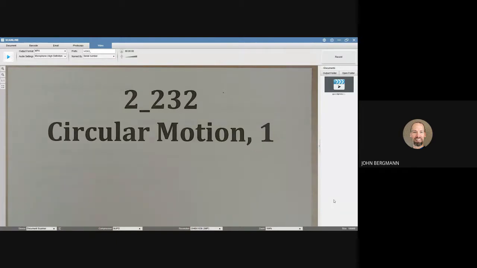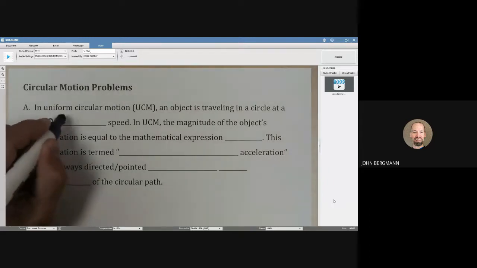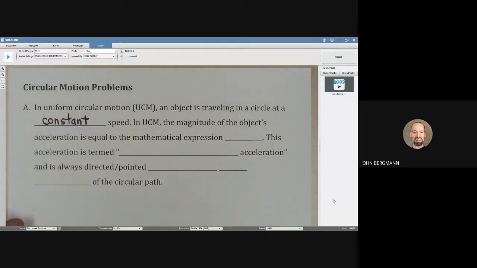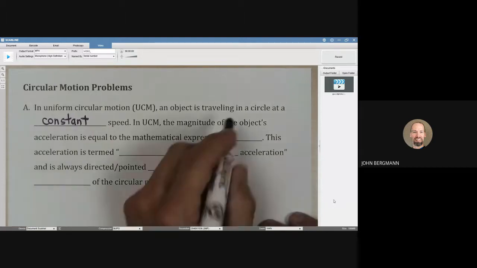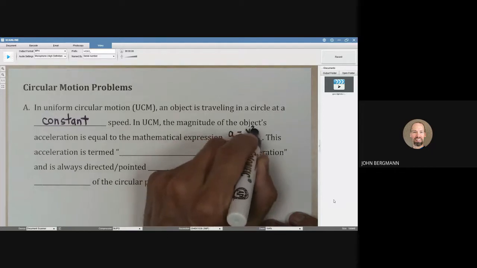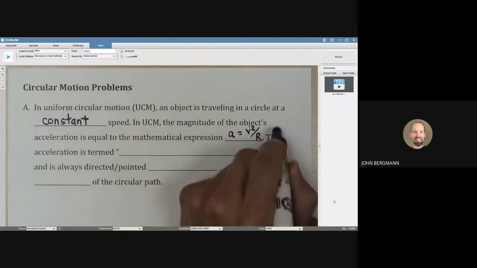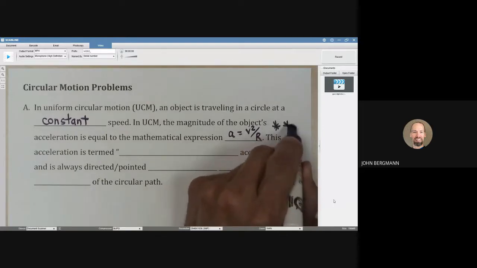This is our first video on circular motion. In uniform circular motion, which I'm going to abbreviate from now on as UCM because it's quicker, an object is traveling in a circle at a constant speed. In uniform circular motion, the magnitude of the object's acceleration is equal to the mathematical expression a equals v squared over r. This is a very important equation right there.